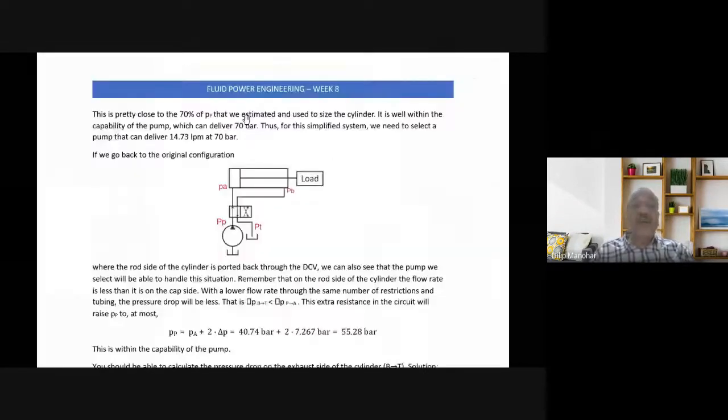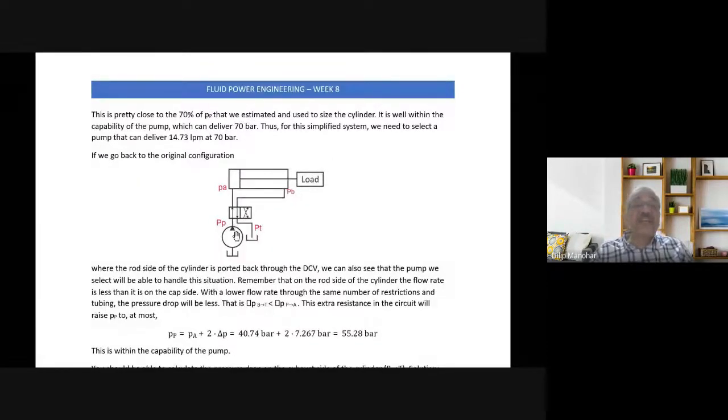So what we estimated for the pump pressure is based on the pressure required here plus the pressure drop across this. This is almost equal to 70% of the PP we estimated. We estimated 70 bar required, but it comes to less now. It's okay. Now we need to add the pressure drop across the exit tubing also. It is well within the capacity of the pump. The pressure at PP required is not exceeding 70 bar, so we are right on the assumption.